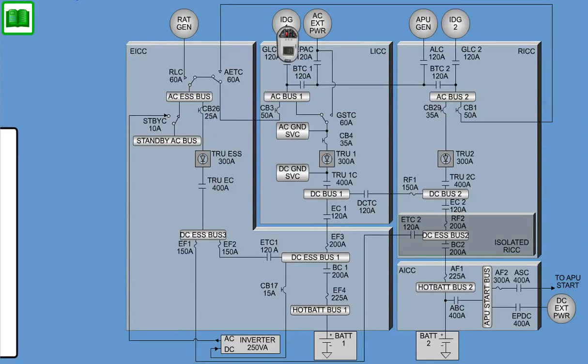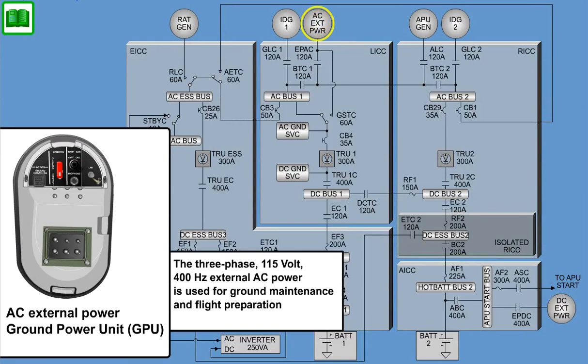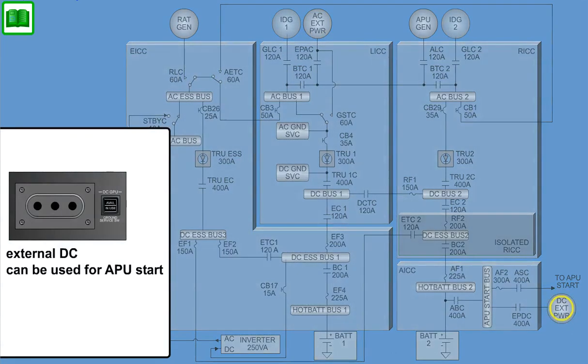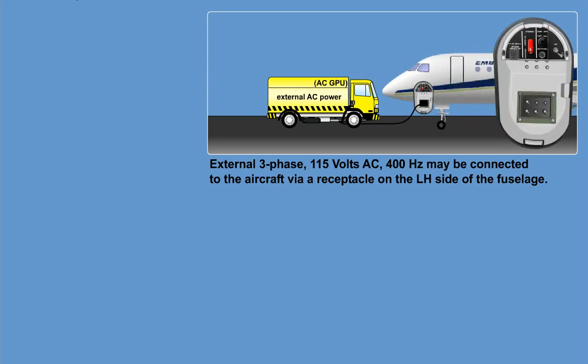The airplane gets its external AC power from the ground power unit, GPU. The 3-phase 115-volt 400 Hz external AC power is used for ground maintenance and flight preparation. External DC can be used for APU start. External 3-phase 115-volt AC 400 Hz may be connected to the aircraft via a receptacle on the left-hand side of the fuselage.